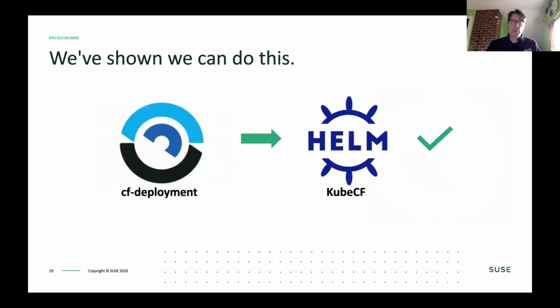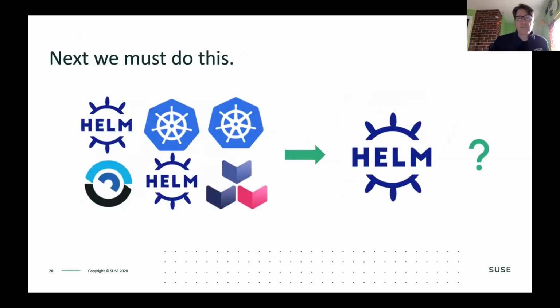And now we've shown that we can do this. We've taken CF deployments, we track the upstream deployments, and we package them as a helm chart, and in conjunction with this, the Quarks operator, we can deploy them to Kubernetes. That's where we are right now, but things are getting more complicated.